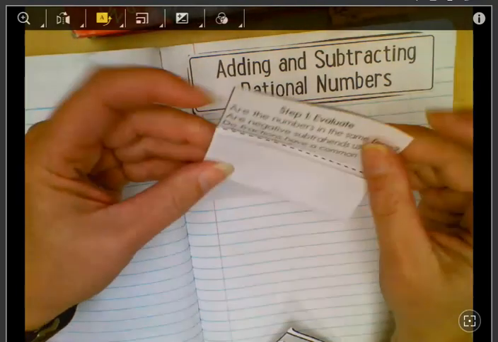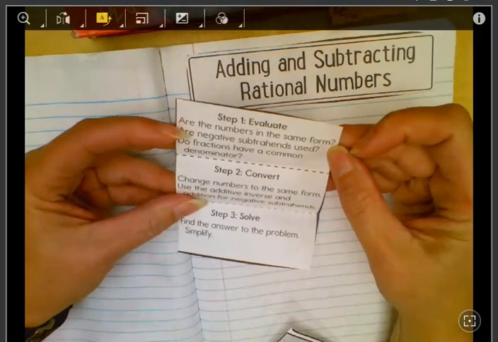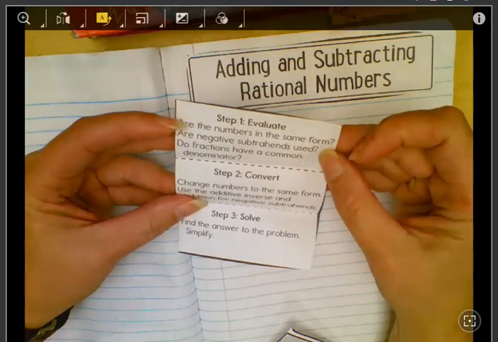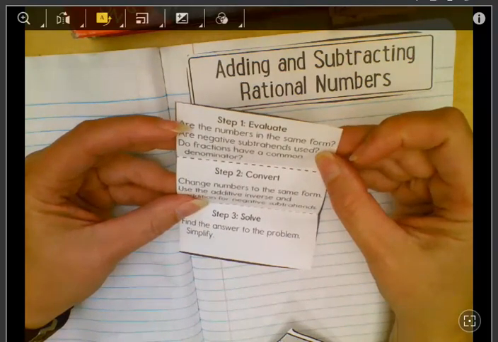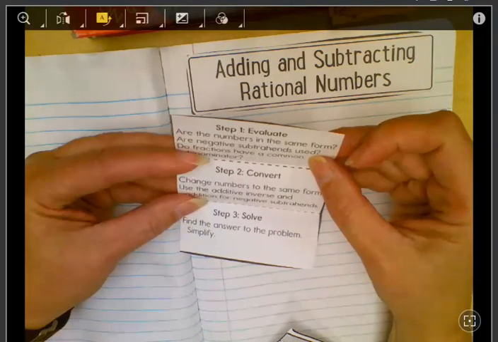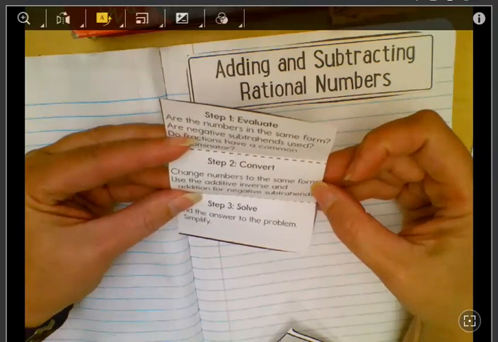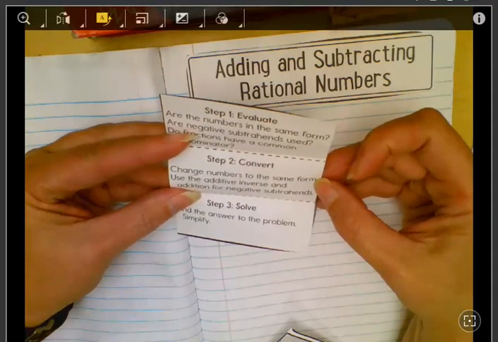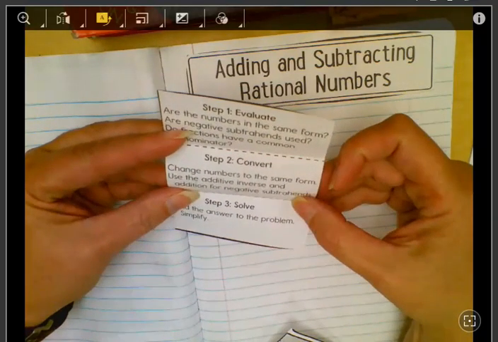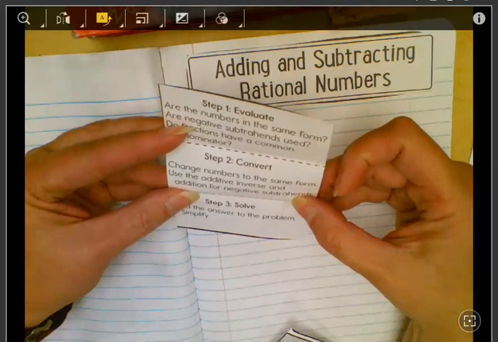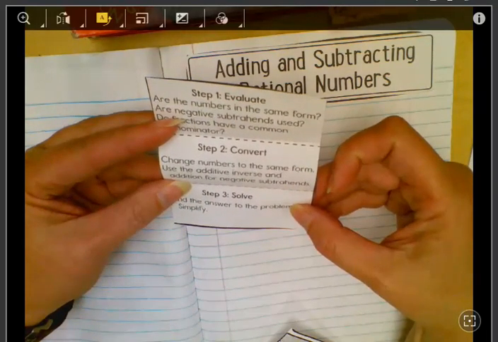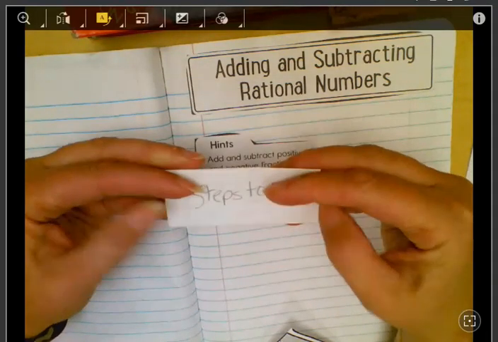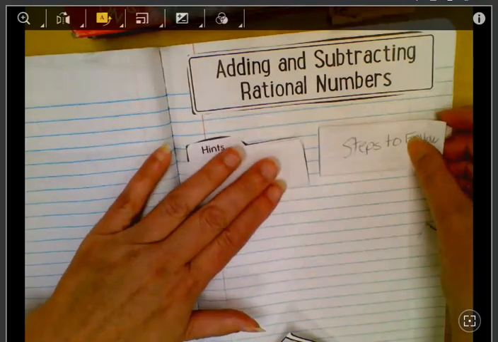But the steps to follow basically say, are the numbers already in the same form? Are the negative subtractants used? Do fractions have a common denominator? Step 2 would be to change the numbers to the same form, use the additive inverse and add for negative subtractants, and then answer the problem. So those are just reminders of what to do. So that's going to be glued on there.